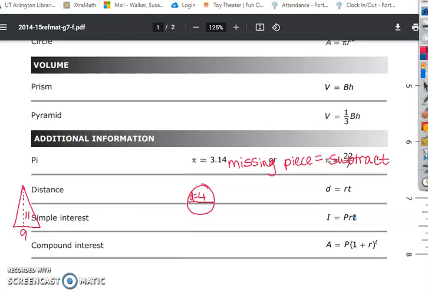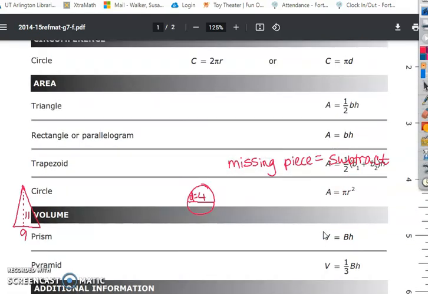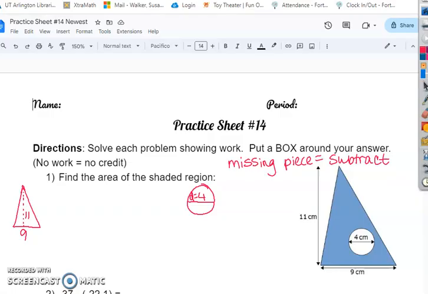So for our triangle, our goal is to be getting better and better at this by now. We've done this a lot. Most practice sheets, we've been doing them. Triangle is A equals half BH. Circle is A equals pi r squared. Okay.